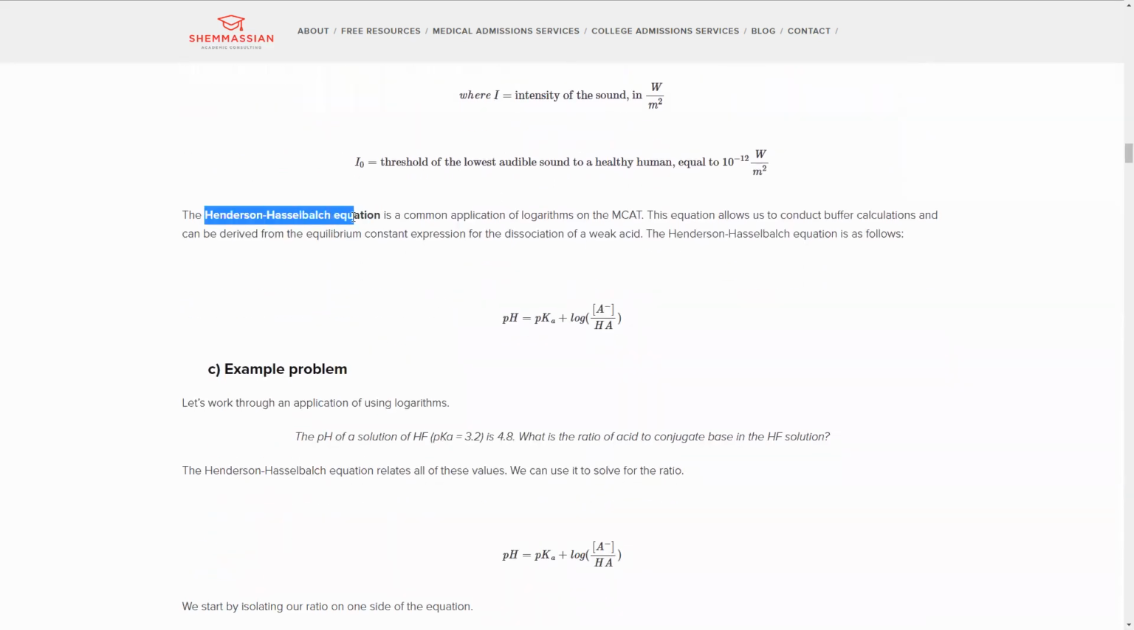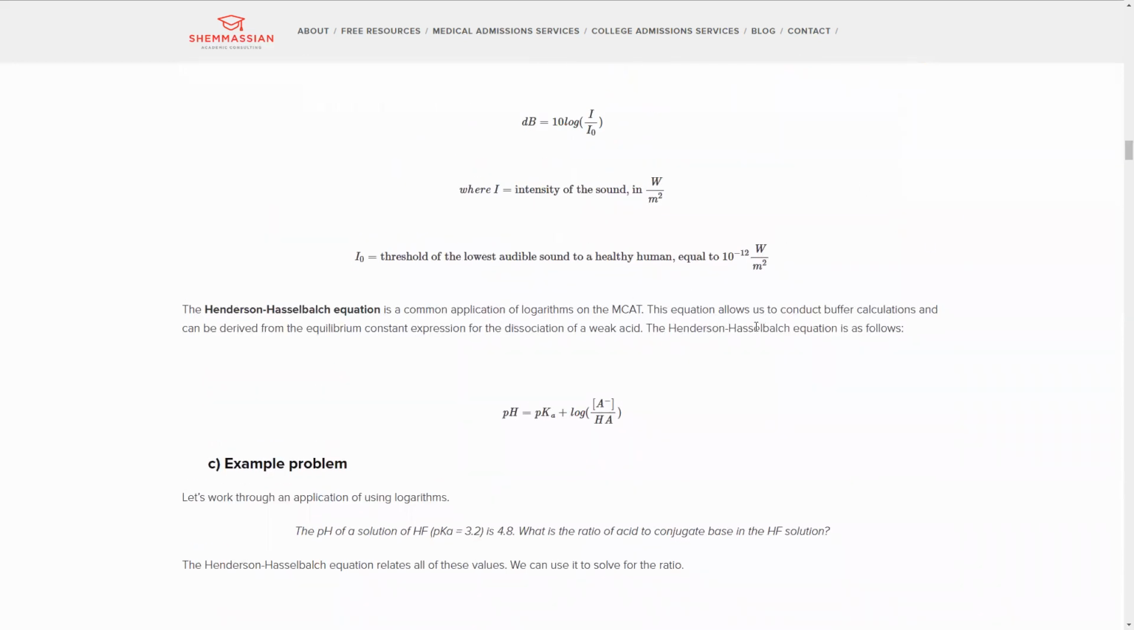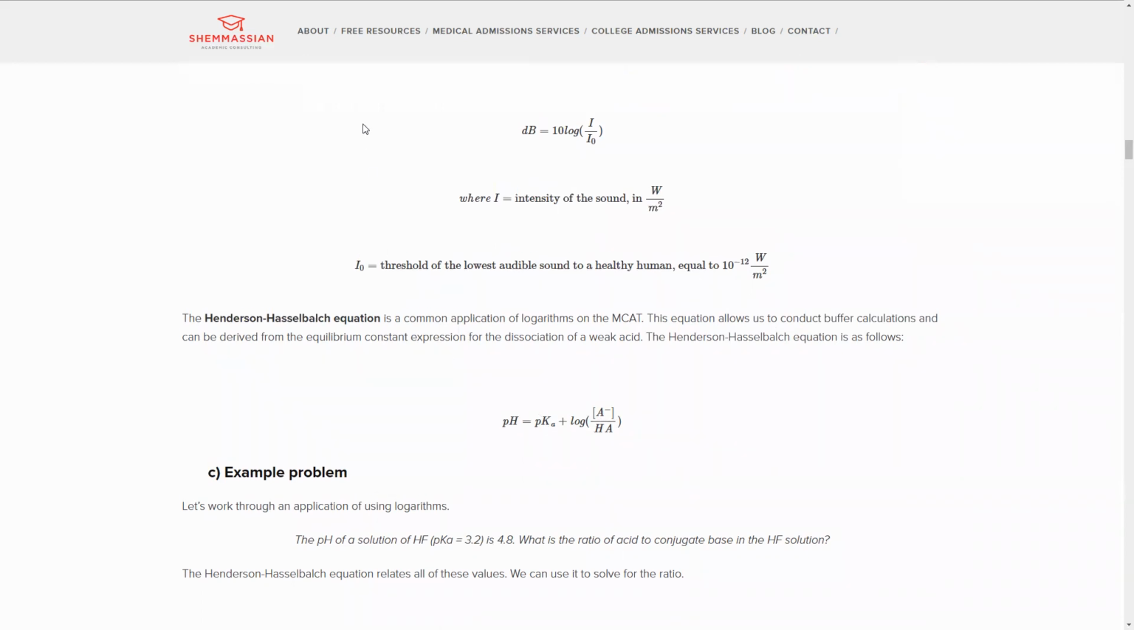But this is the more common one, the Henderson-Hasselbalch equation. It allows us to do buffer calculations, because we have the pH and the dissociation constant, and then the ratio of acid to conjugate base. So let's work through a problem here. The pH of a solution of HF, hydrofluoric acid, which has pKa 3.2, is 4.8. What is the ratio of acid to conjugate base in the hydrofluoric acid solution?